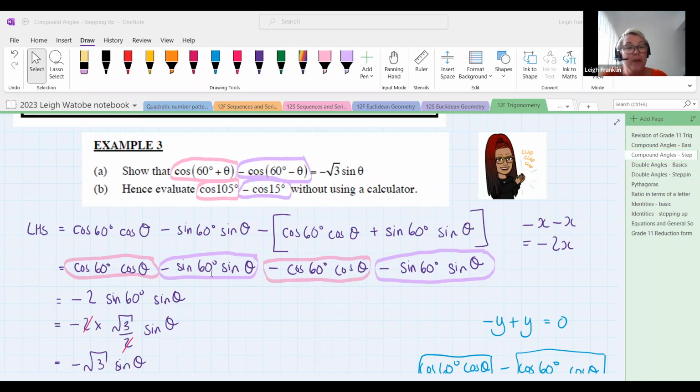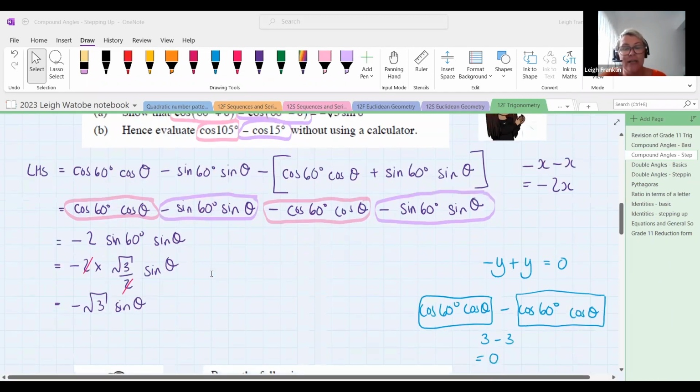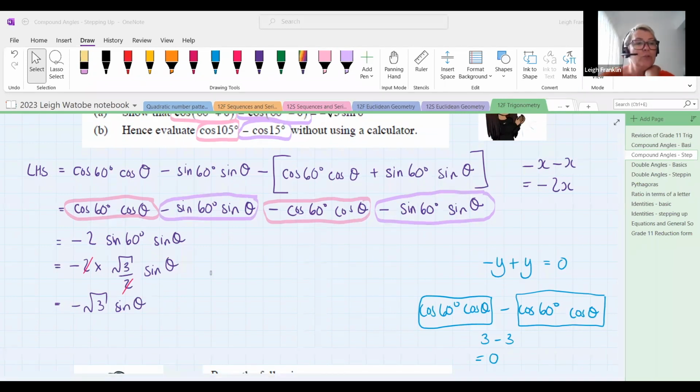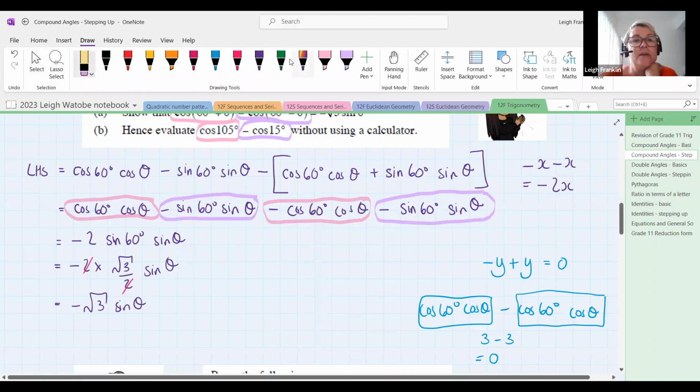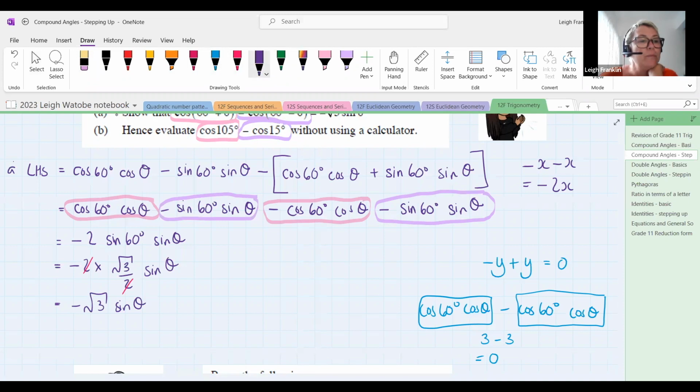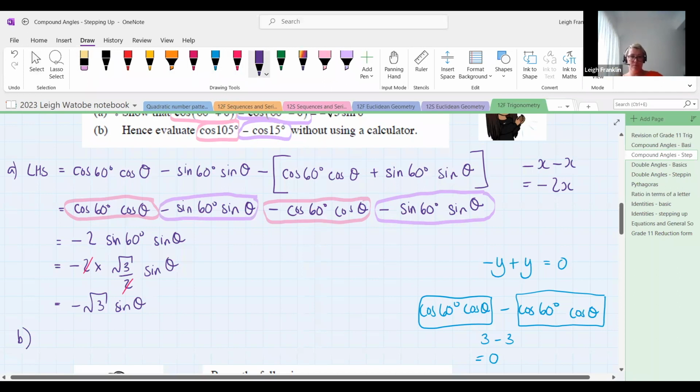All right. So now, when they say hence evaluate this without using a calculator, how do you think we should set this out? So what I'm going to do is just make some space here. This was part A. Here's part B. What do you think? How do you think they want us to set this out?